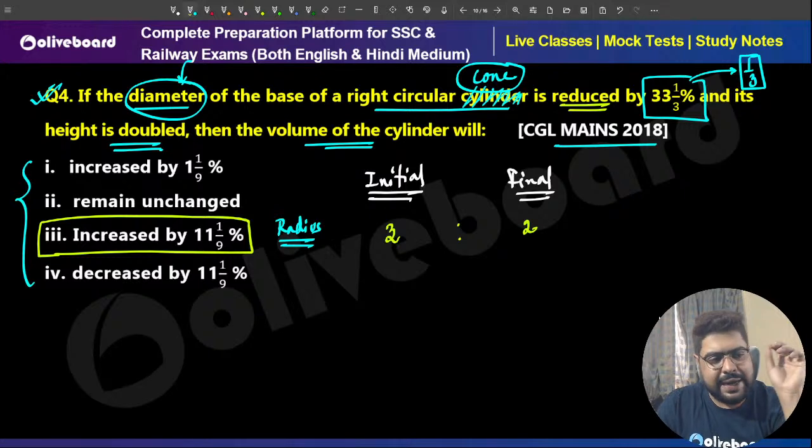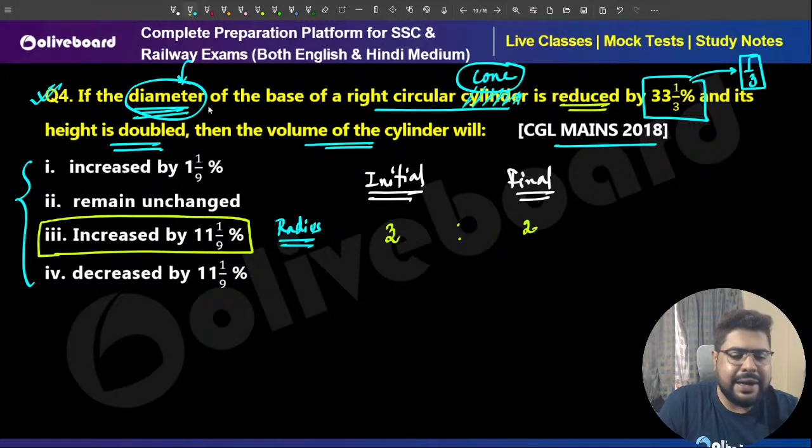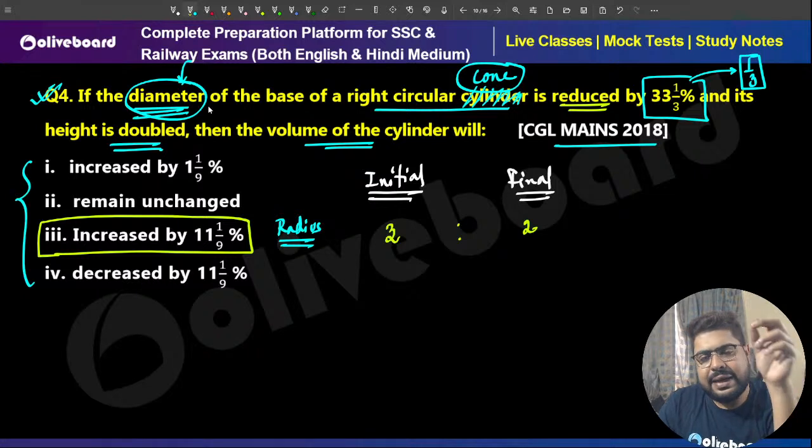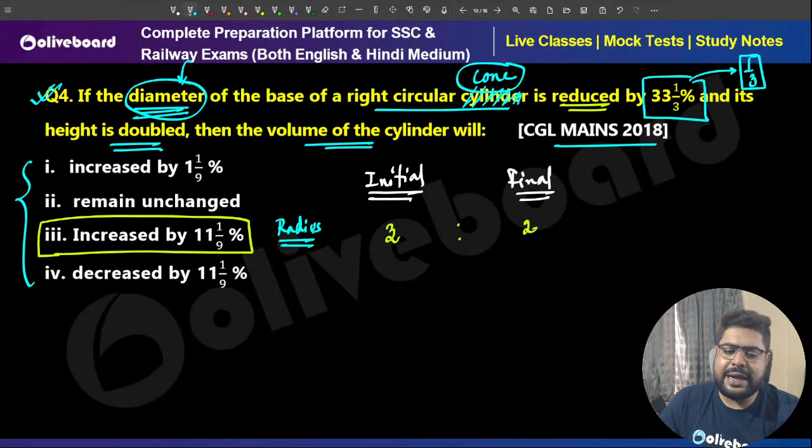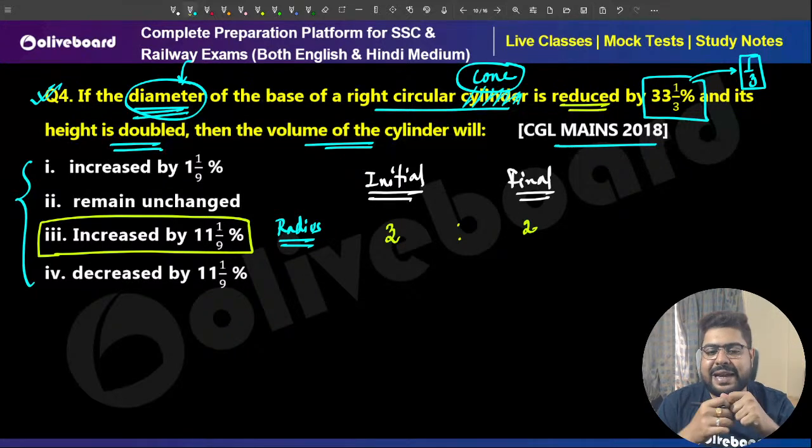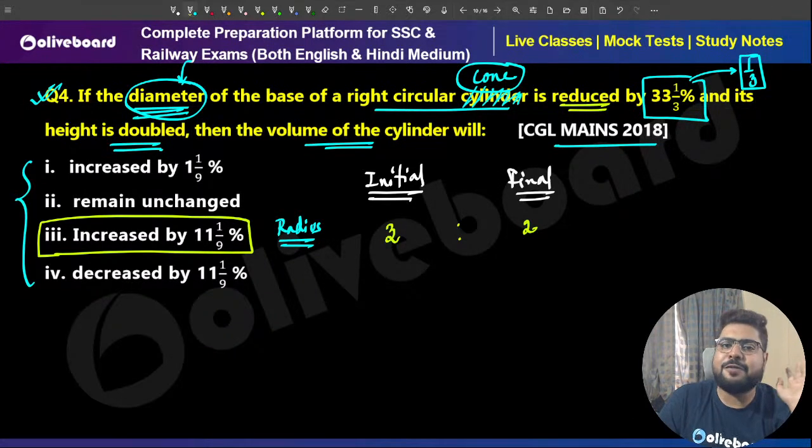So that is the change in radius. 33 whole 1 by 3 means if the initial radius was 3 units, final is 2 units. Now you might say again, sir, what about diameter? In the question they are giving us diameter. Do not worry about that. Diameter and radius are proportional. Whatever is the value of the diameter, radius will always be half of that. So radius and diameter are both the same thing.